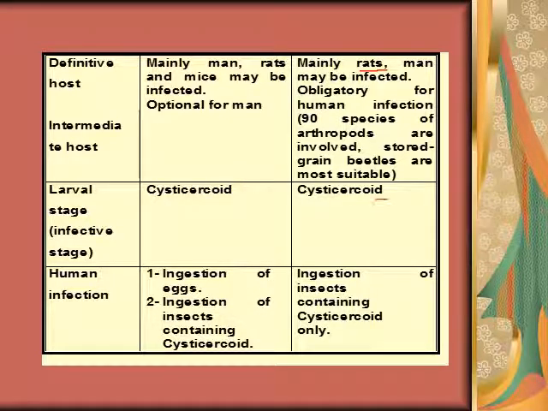Cysticercoid is only present in the grain beetles or in the rat flea in case of Hymenolepis diminuta, but in Hymenolepis nana, it can be present in the small intestinal villi also. Human infection in case of Hymenolepis nana, and this is very important, is by ingestion of eggs and also ingestion of insects. In case of Hymenolepis diminuta, it is only by ingestion of insects containing the cysticercoid.